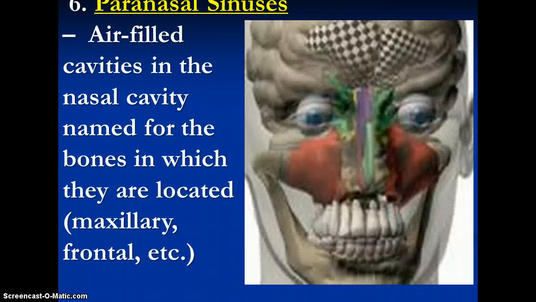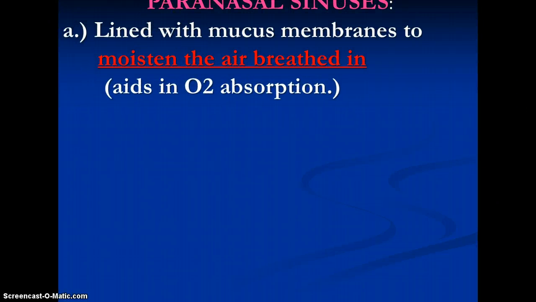Paranasal sinuses. Those are the sinuses, or the holes in your bones. They're air-filled cavities, and they're named for the bones in which they're located. For example, the maxillary, the frontal, submaxillary. Main job, they're lined with mucus to help us moisten the air we breathe in and warm it. So they warm and moisten the air.